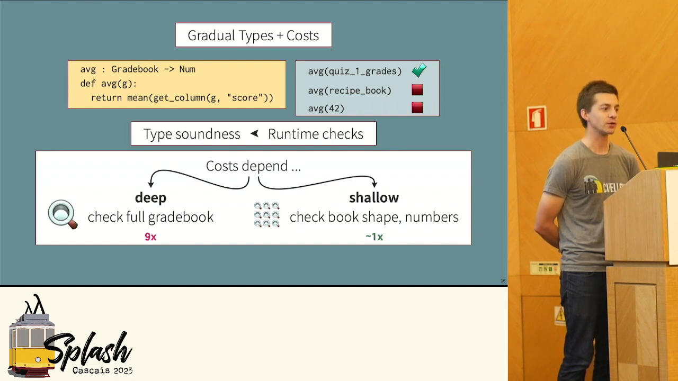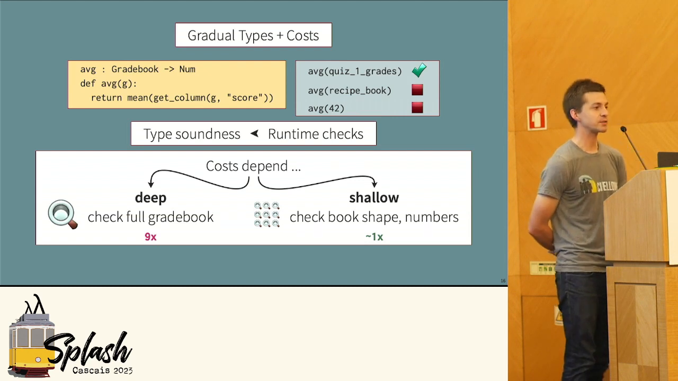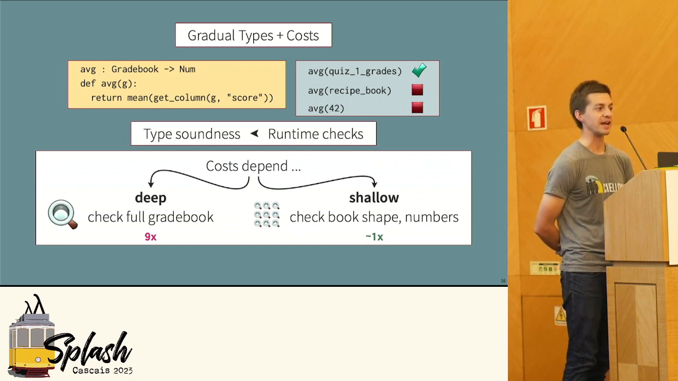In the shallow world, we're going to have a quick check that the thing crossing the boundary is a gradebook. And then when we pull numbers out of that book, we're going to have another assertion that makes sure those are actually numbers and not whatever we would have inside the recipe book. So with these two different semantics, we could wind up with very different costs. I've got 9x as the big slowdown from deep types, and it might be 1x after all for the shallow types.